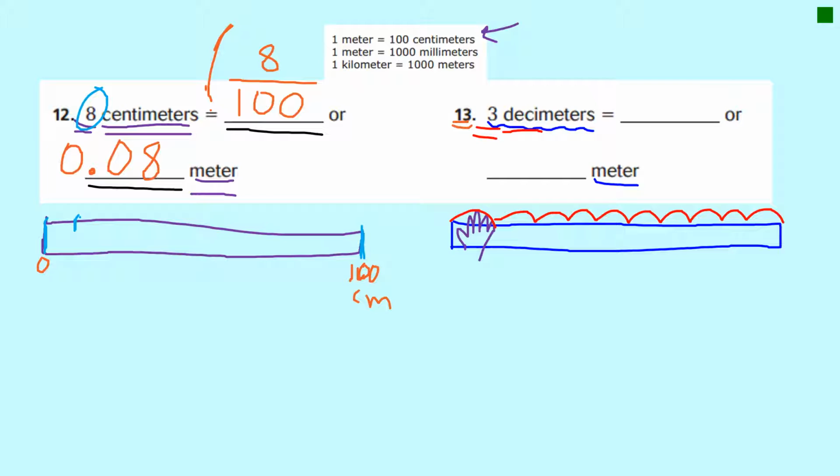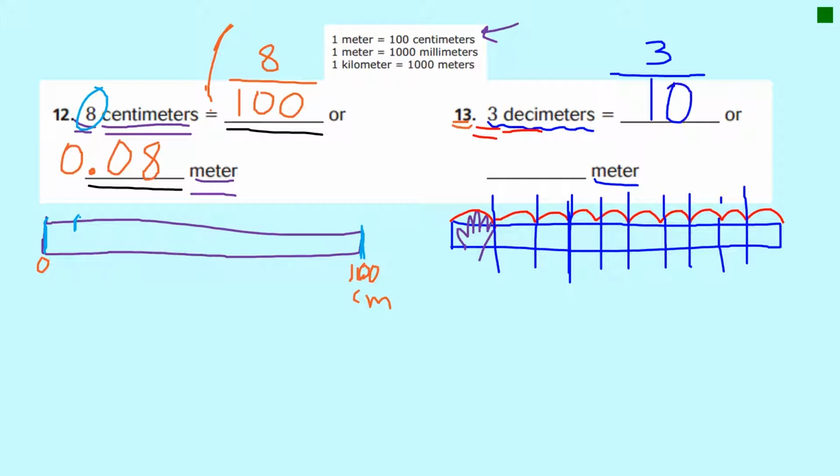So 3 decimeters bring us to right about there, right? That would be 3 out of how many equal parts? Well, how many equal parts do decimeters make on a meter stick? They make 10 equal parts. So that would be 3/10 of a meter. 3/10 of a meter is 3 decimeters, right?